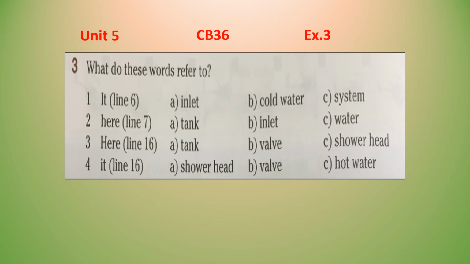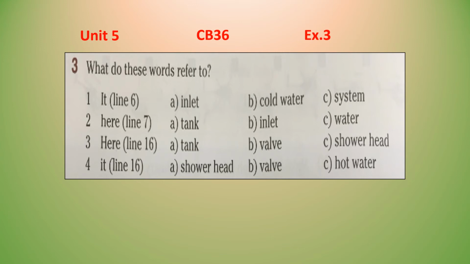Okay, now let's look at exercise 3. What do these words refer to? Again, here we have the 4 words we talked about. Number 1 is it in line 6, number 2 here in line 7, 3 here in line 16, 4 it in line 16.